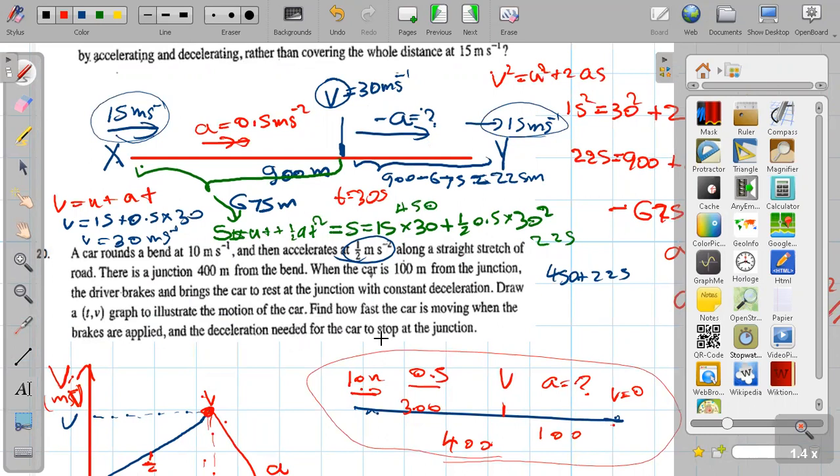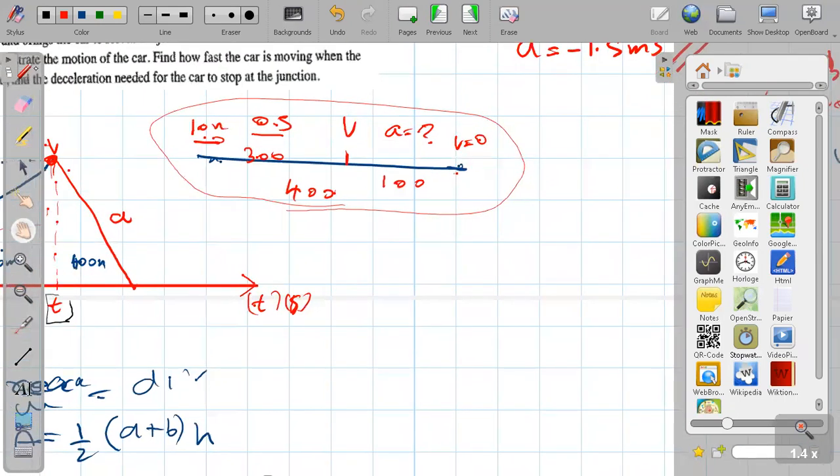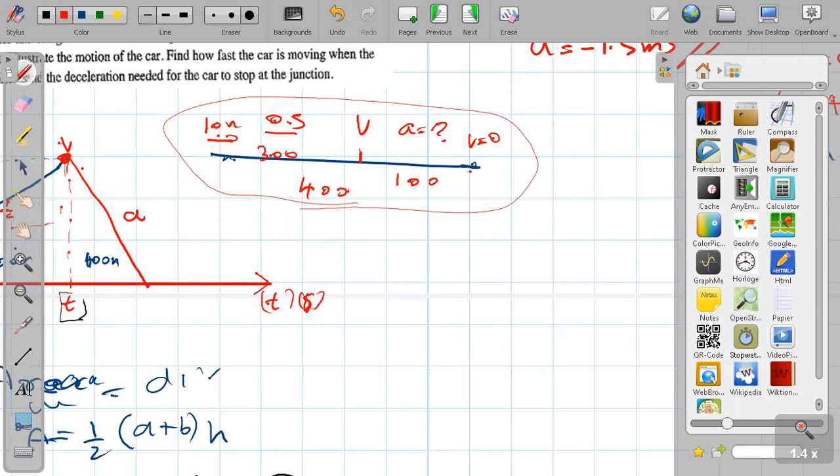And the deceleration needed for the car to stop at the junction. Okay, that's easy, not a big thing. For that, again we can't use the equation. We can easily use v equals u plus at, but don't use the graph instead. So what is it? The acceleration again equals delta y over delta t.